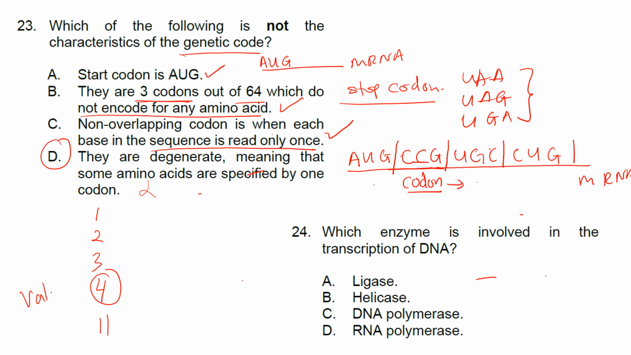So number 24, which enzyme is involved in the transcription of DNA? Transcription of DNA involves the synthesis of, for example, mRNA, rRNA or tRNA. So the DNA will become the template. The DNA will separate to become the template to synthesize the mRNA. In order to synthesize the mRNA, it requires the enzyme RNA polymerase.